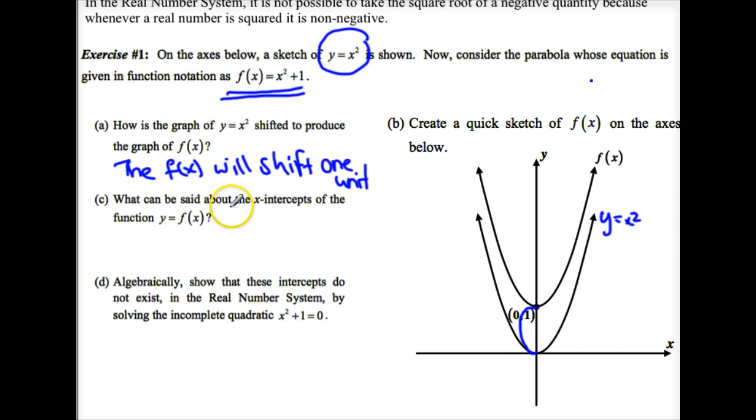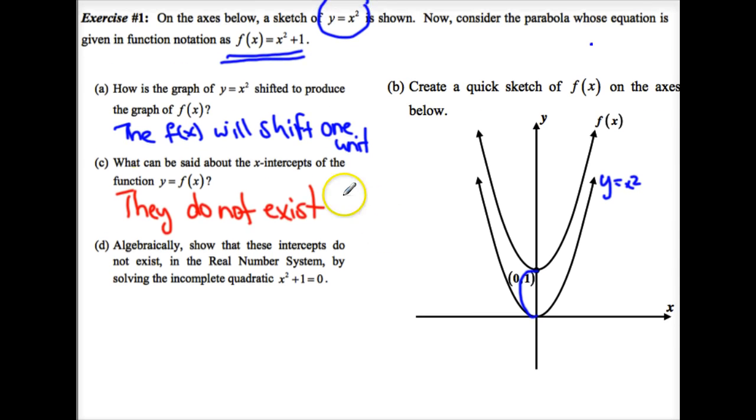Now, what can be said about the x-intercept of this graph, f of x? What can you say about that? Just look at the graph. Does this graph, f of x, intersect the x-axis? No. So what can you say about the x-intercept of the function y equals f of x? Is that they do not exist. That never happens.